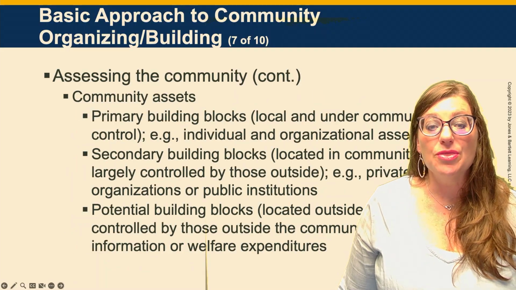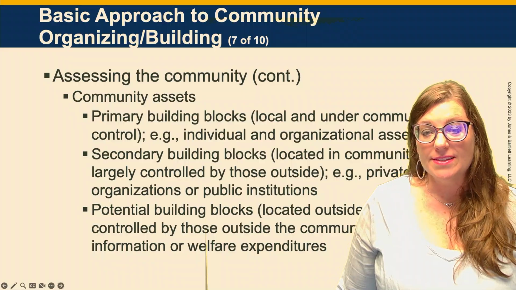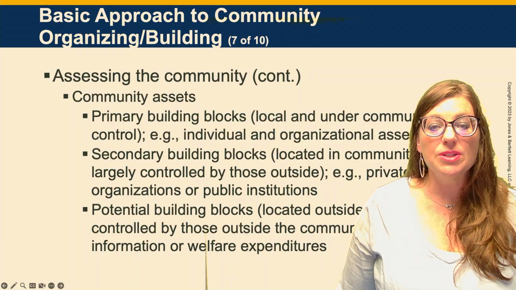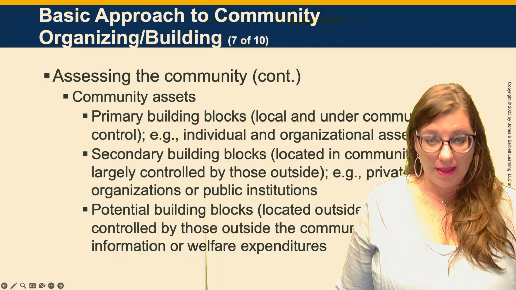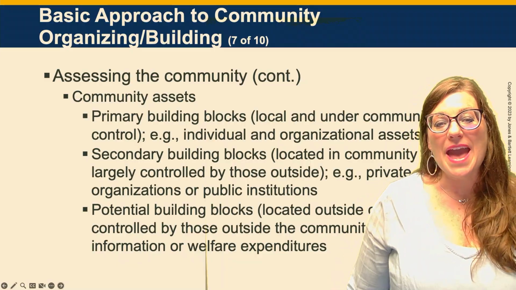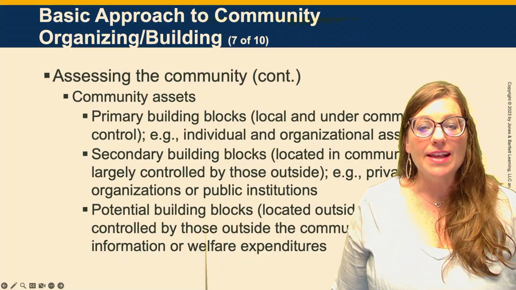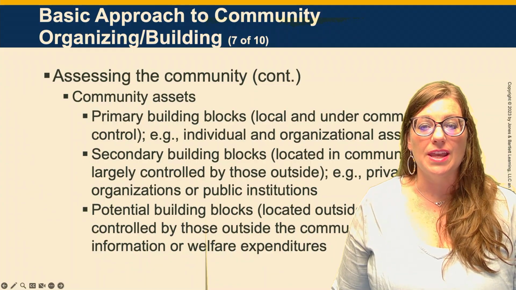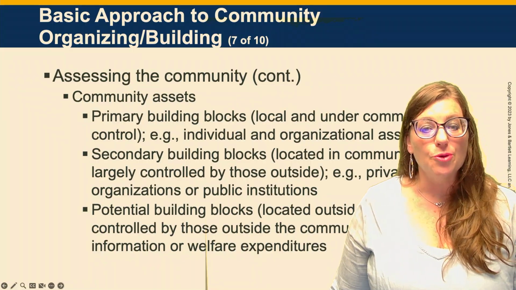Community assets come in three forms. Primary assets are those within the community's control. Secondary assets are present in the community but controlled by outsiders. And potential assets are external resources controlled by outside of the community. Knowing these can help inform your strategies.